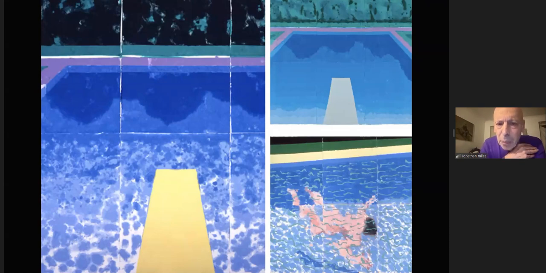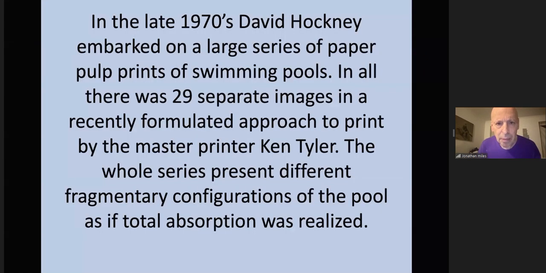This is Hockney's series of prints he did in the late 70s, where he took colored pulp paper and instead of printing, constituted the paper out of colored fabric. He just did these series of pool images. The printer was called Ken Tyler. In the late 1970s, David Hockney embarked on a large series of paper pulp prints of swimming pools. In all, there were 29 separate images in a recently formulated approach to print by the master printer Ken Tyler. The whole series presents different fragmentary configurations of the pool, as if total absorption was realized.